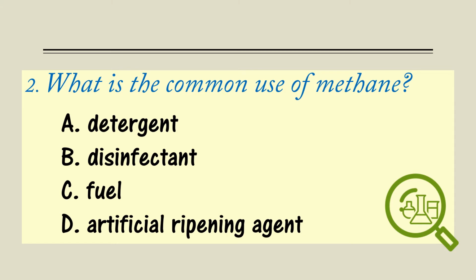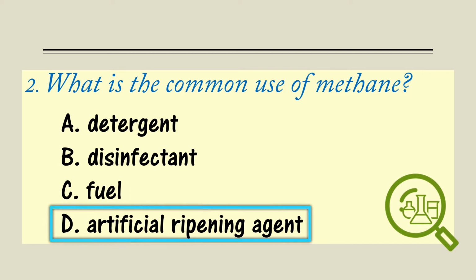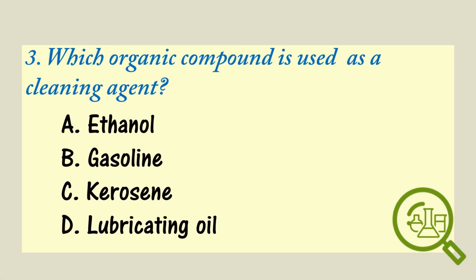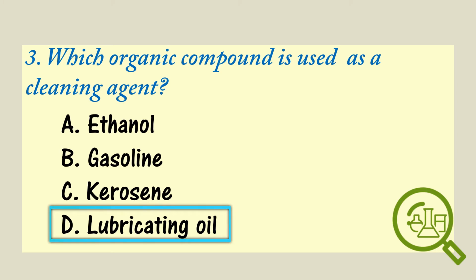Number 2. What is the common use of methane? Letter A. Detergent. Letter B. Disinfectant. Letter C. Fuel. Letter D. Artificial ripening agent. Number 3. Which organic compound is used as a cleaning agent? Letter A. Ethanol. Letter B. Gasoline. Letter C. Kerosene. Letter D. Lubricating oil.